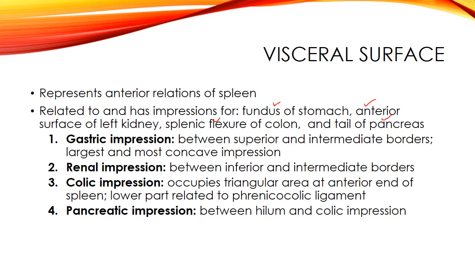We are going to have a gastric impression, which is the largest impression present between the superior and the intermediate borders. It is the largest and the most concave impression. Then between the inferior and the intermediate borders, we will have the renal impression. We will also have a colic impression at the anterior end of the spleen, and the lower part of this colic impression will be related to the phrenicocolic ligament. And between this colic impression and the hilum of the spleen, we will have the pancreatic impression. Let's see these impressions in just a minute.